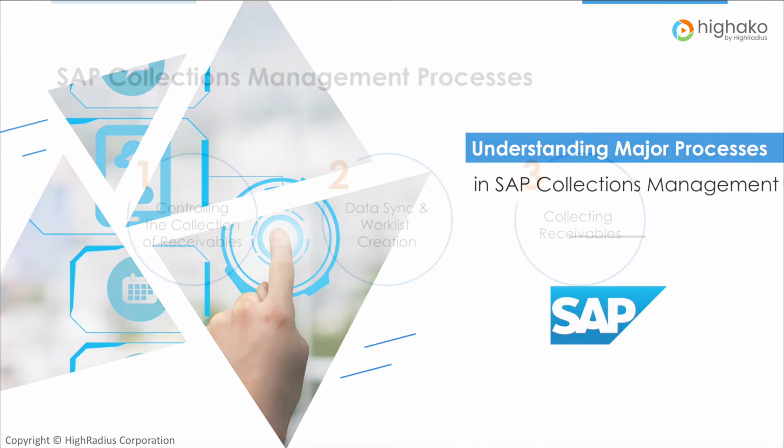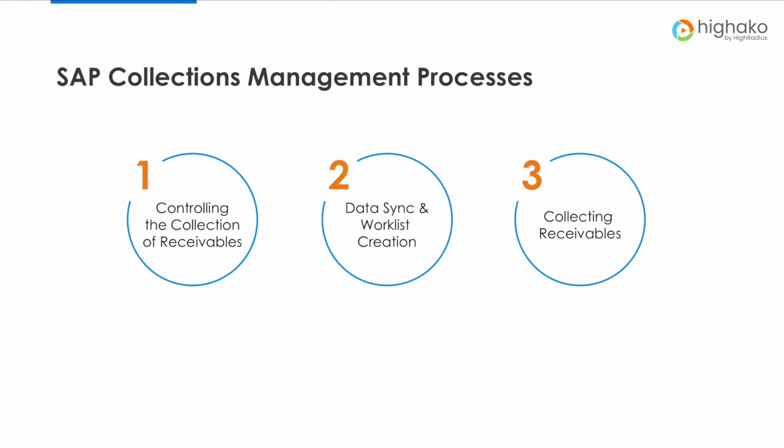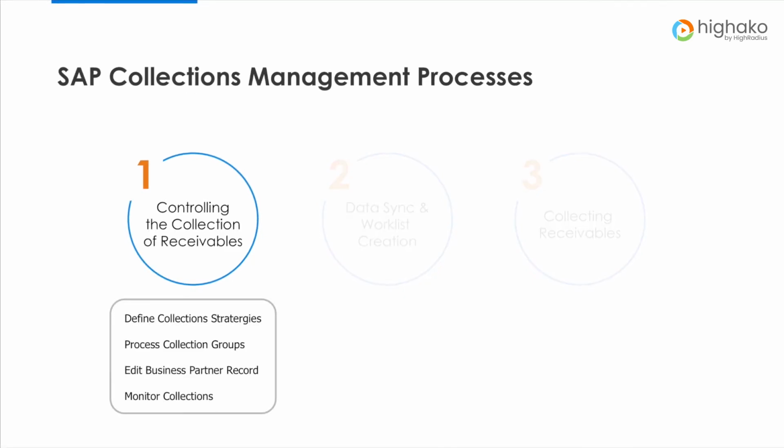So, let's begin. Collection management in SAP is divided into three processes, including collecting receivables, controlling the collections of receivables, data synchronization, and creation of work lists. Let's understand each of these processes in detail. The first process is controlling the collection of receivables.